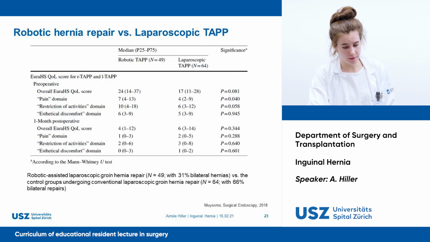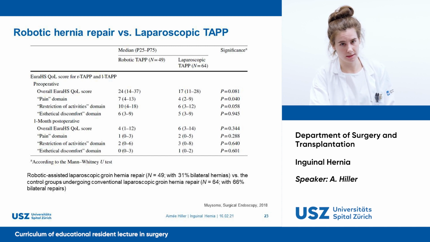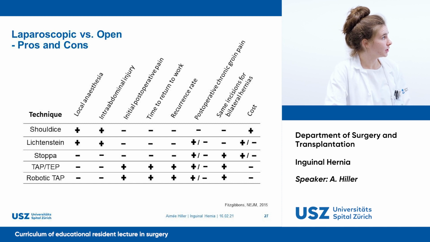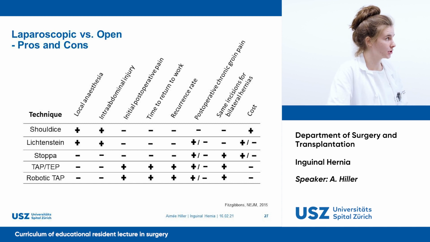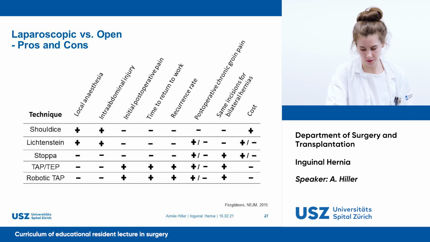And then the last slide on the robotic TAP is this one, and they compared the outcome 1 month after surgery. They compared pain, restriction of activities, and aesthetic discomfort, and they did not see a significant difference between robotic TAP and laparoscopic TAP. Now to compare all the mentioned procedures, the endoscopic repair has, again, less initial postoperative pain, less time to return to work, and a lower recurrence rate, but higher costs. But if you consider what I just mentioned, the socioeconomic point of view, at the end there are similar costs.